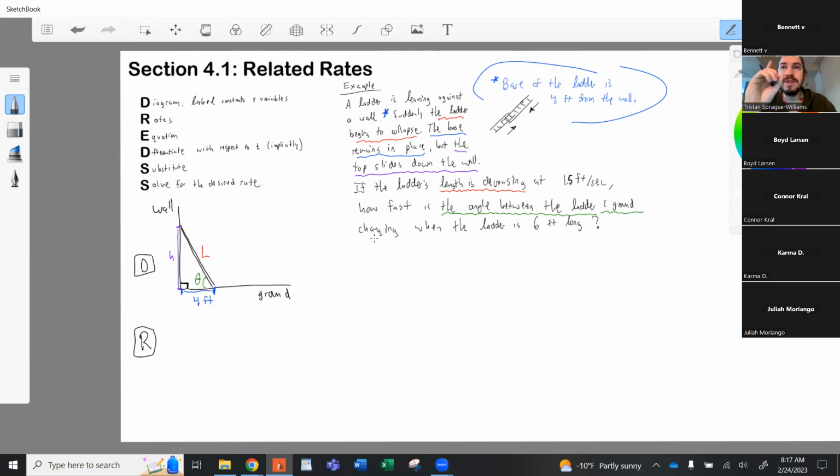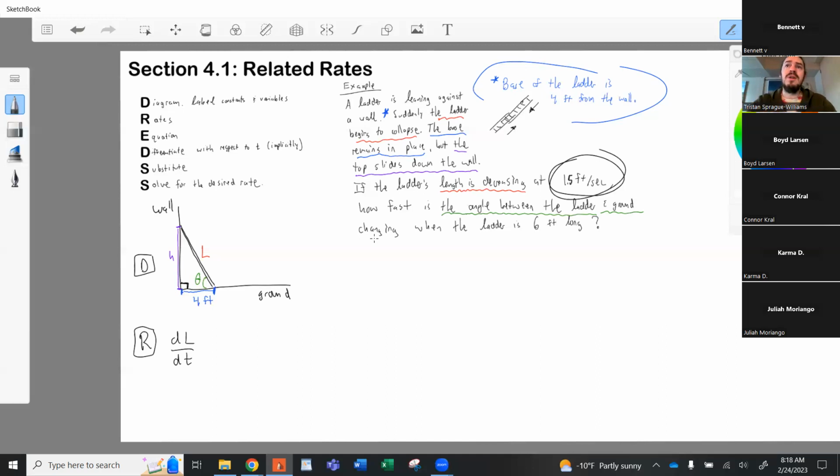Our next thing to do is to identify the rates. So looking back at our written problem, there is one rate that is provided, and it's this rate over here. It's the 1.5 feet per second. That's the rate at which the ladder's length is decreasing. So what I want to do is represent that in the form of a derivative of a variable. So looking back at the variables that I introduced in my diagram, I need to identify which variable is the rate of change in. It's the rate of change in L. So what I can write is dL over dt.